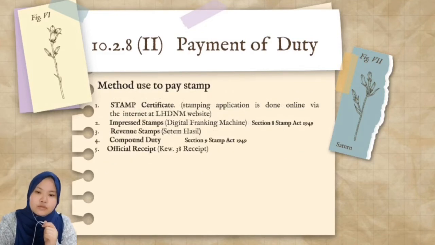The method used to pay stamp duty by stamp certificate is where the stamp application is done online via the internet at the LHDNM website, or the second method is to impress the stamp with a digital Franking machine. It's according to Section 8 of Stamp Act 1949. The third way is by revenue stamp hasil, and the fourth way is compound duty, according to Section 9 of Stamp Act 1949, and the last way is by official receipt.